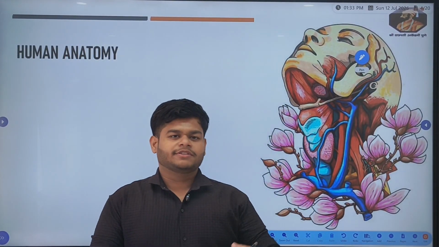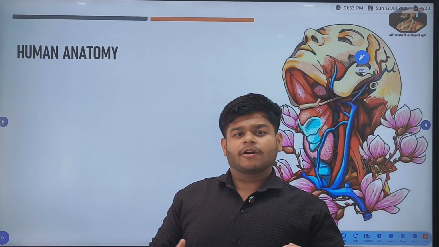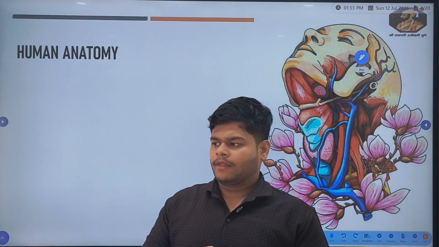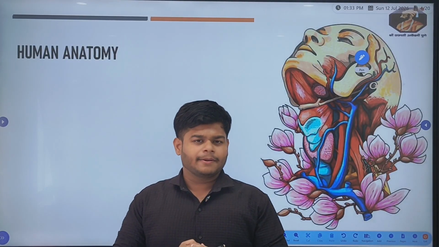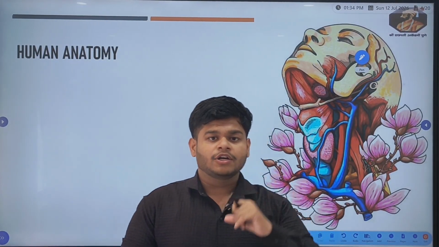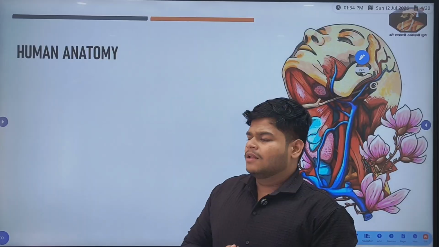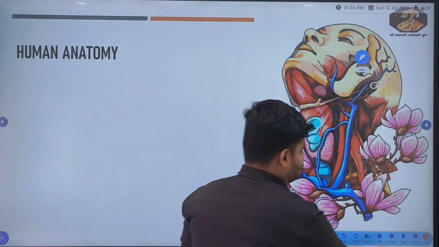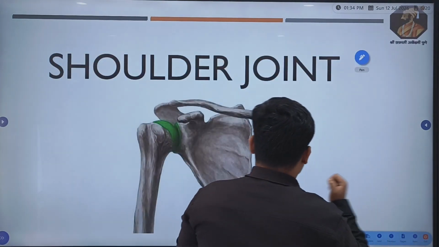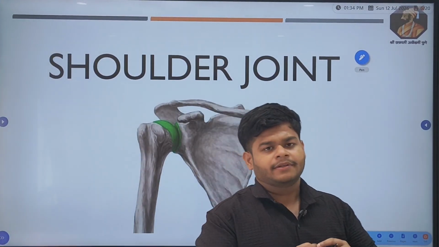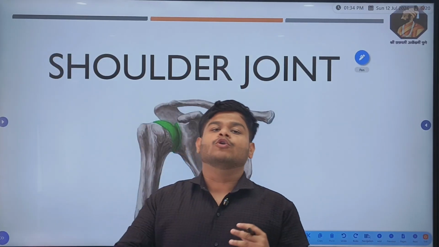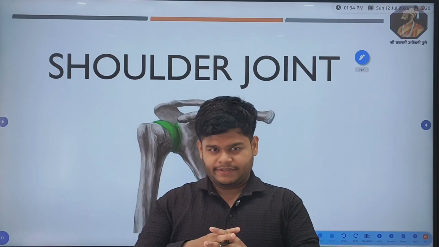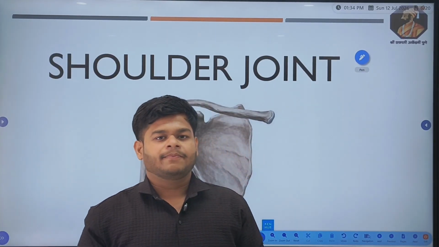So today we will start our new topic. As we have completed the scapula bone and humerus bone, I decided today that we will start its joint, that is the shoulder joint, right? Now before starting, what is meant by a joint? Wherever two or more bones or two or more cartilages articulate or join is called a joint.